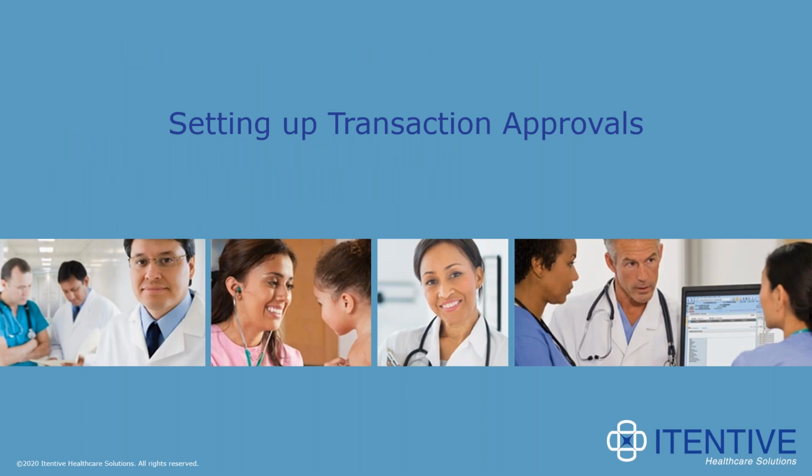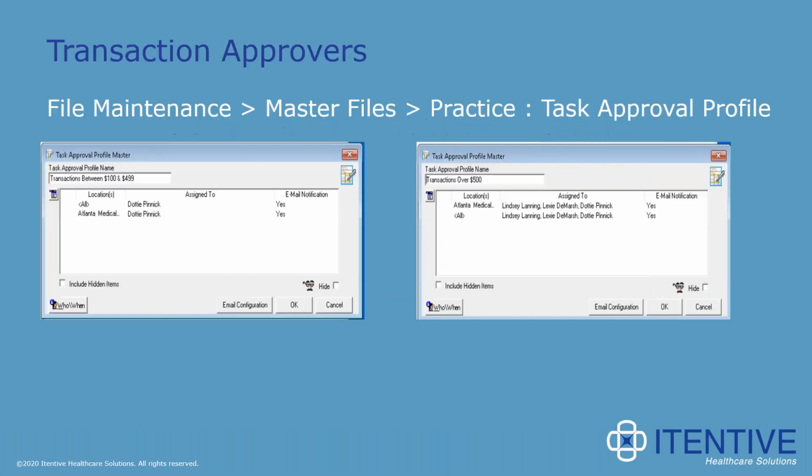So once you get the basic questions answered, we can start setting up the transaction approvals in the application file, in the file maintenance application. And the first step is setting up the approvals and who's going to do the approvals. One thing about this functionality is that it is practice level. So if you've got multiple practices, it's going to have to be set up separately in each practice. So the transaction approval is in the file maintenance in the practice level section.